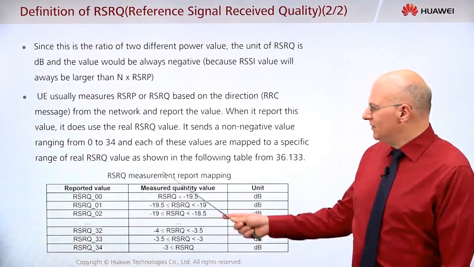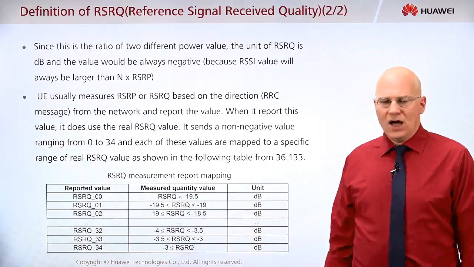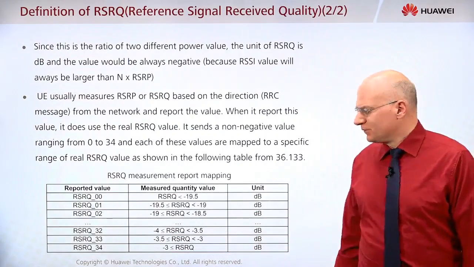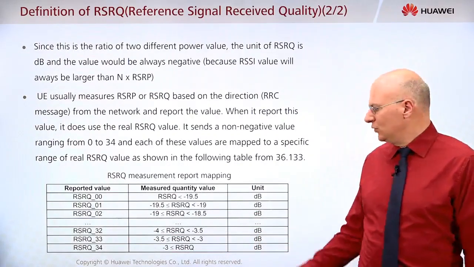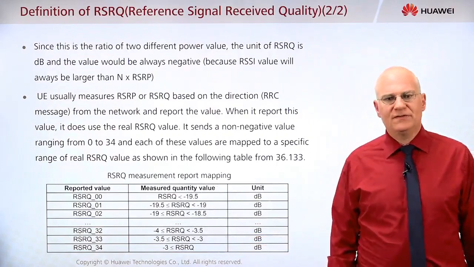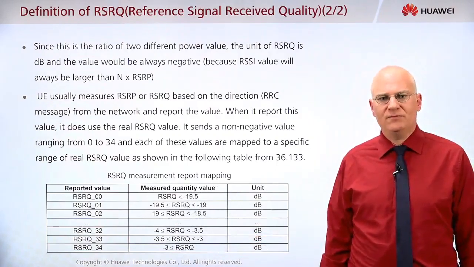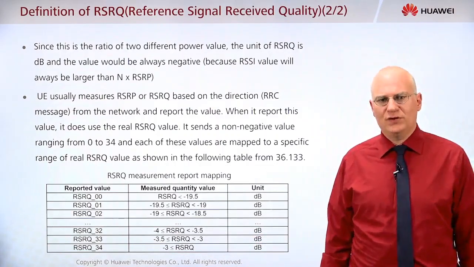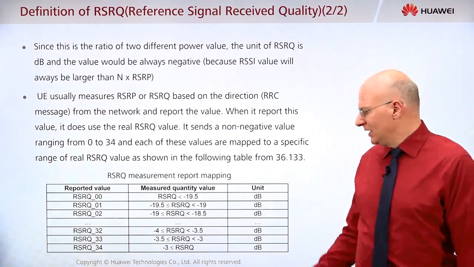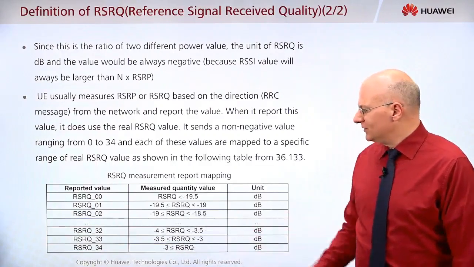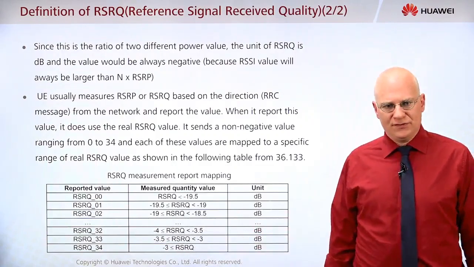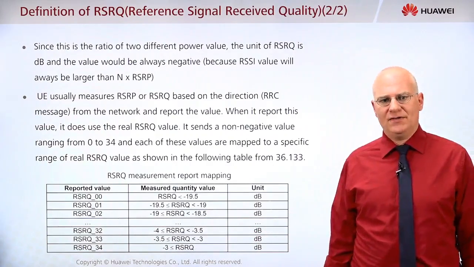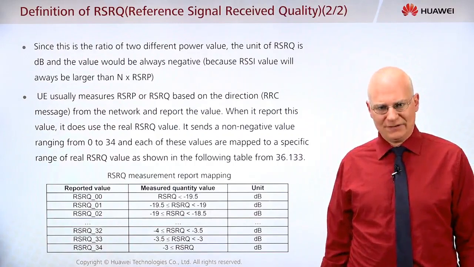And you can see in the mapping table, RSRQ 0 means it's the lowest RSRQ value, which means the level is lower than minus 19.5 dB, and RSRQ 34 means the RSRQ is higher than minus 3 dB, which is the maximum.